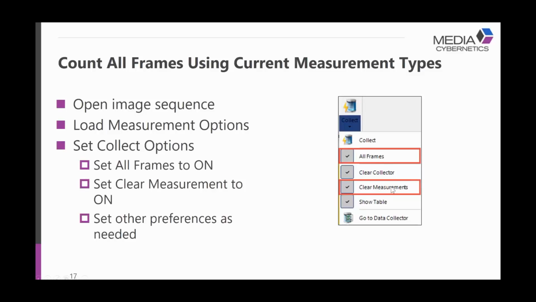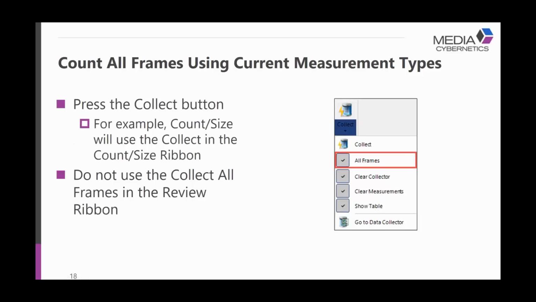Clear measurements means I want to sync and pull in whatever measurement options and measurement parameters I have. And then I'm going to show the data table when I'm done. These two, all frames and clear measurements, under this type of counting have to be on. Other preferences, set as you need them. Just as a reminder, there's go to data collector. In this case, we don't need that. We're going to do everything right from here.